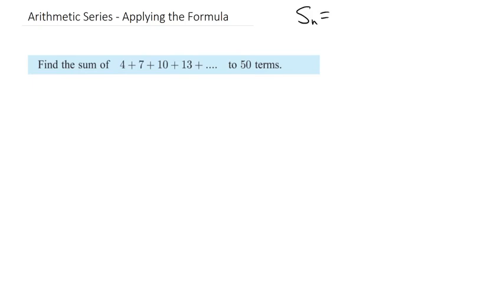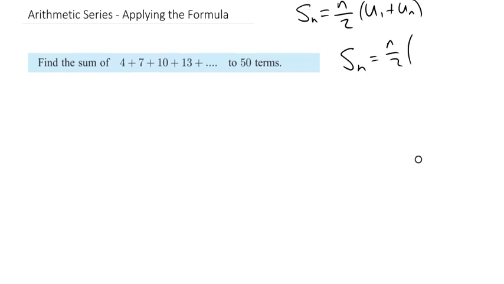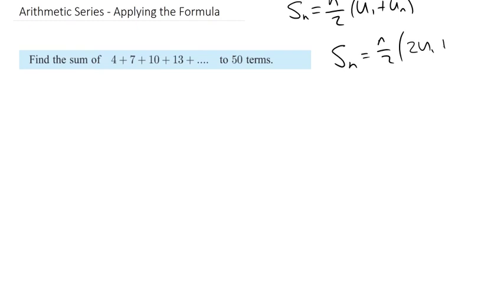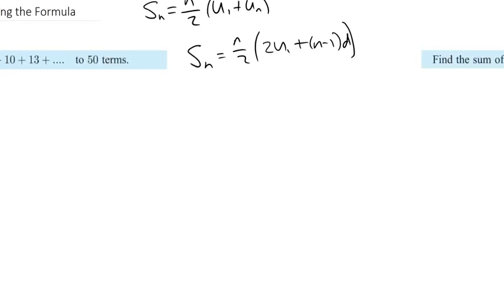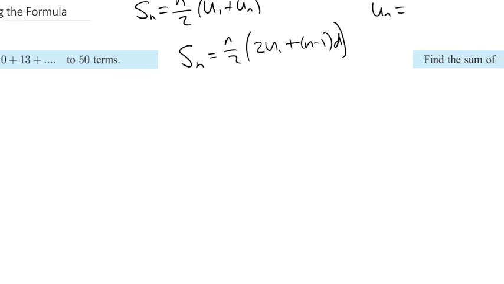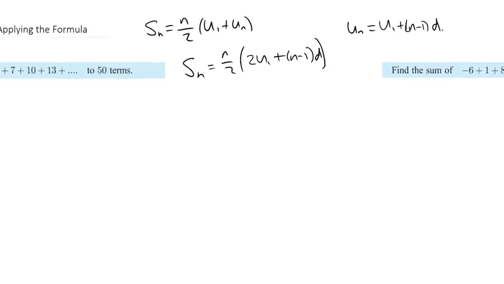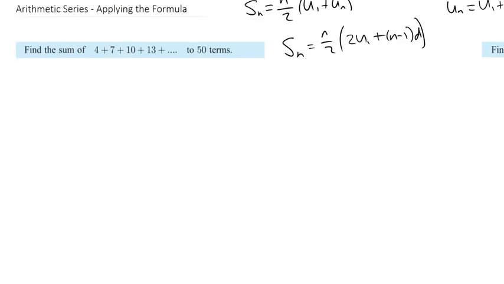So we can say that Sn is equal to n over 2 (u1 + un). We can also say that Sn is equal to n over 2 (2u1 + (n - 1)d), and we may well need our sequence formula, that is un equals u1 + (n - 1)d. I've written them in black up there. We can come back and refer to those throughout this video.